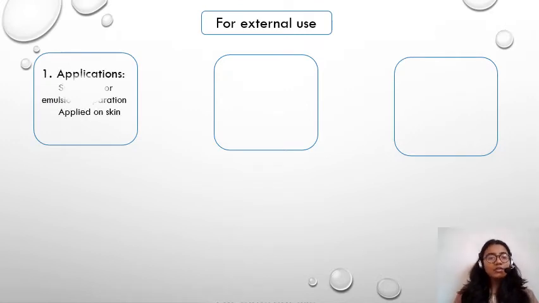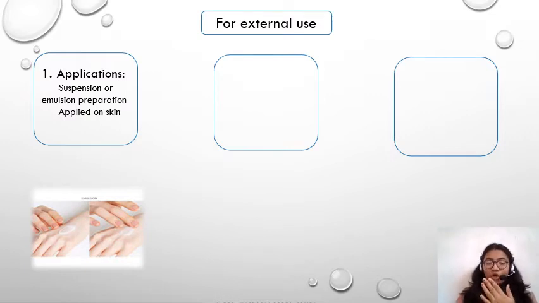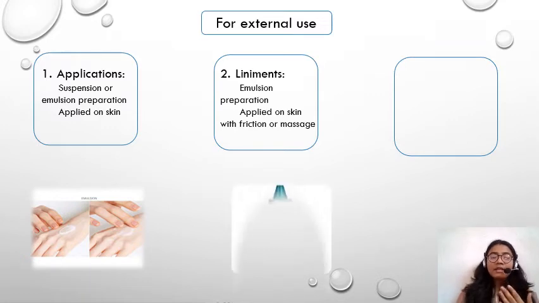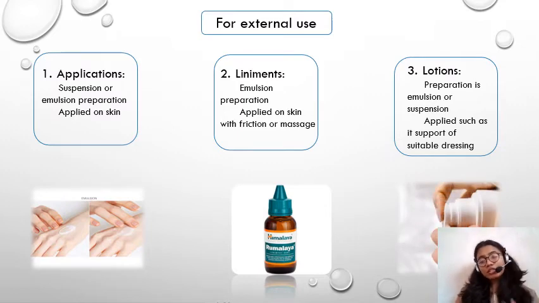For external use, the first is application. This application is usually applied on our skin to reduce dryness or friction. Next is liniments. Liniments are again used on our skin, or even used to massage the body of babies. Next, lotions. Again, lotions are used to reduce dryness. Even it is applied on a wound to reduce the infection of the wound. As we know, there are different pus forms in our wound. To reduce this, antiseptic lotions can be used.